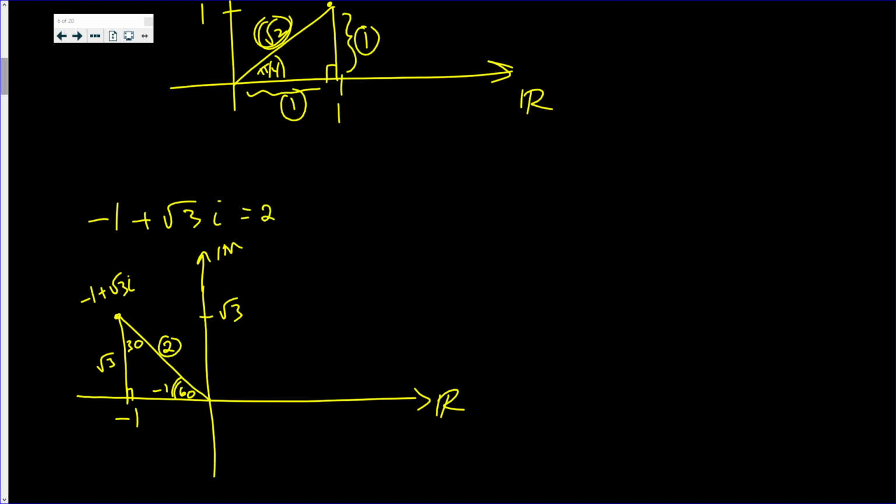So this is 2 times cosine of 180 over 3, which is 60, plus i times the sine of the same angle. That's done. 1, 2, 3, done.